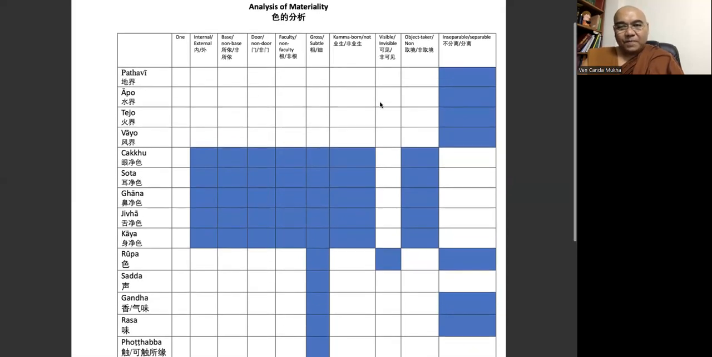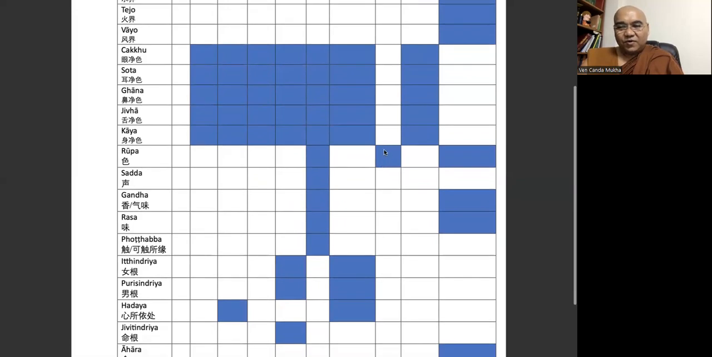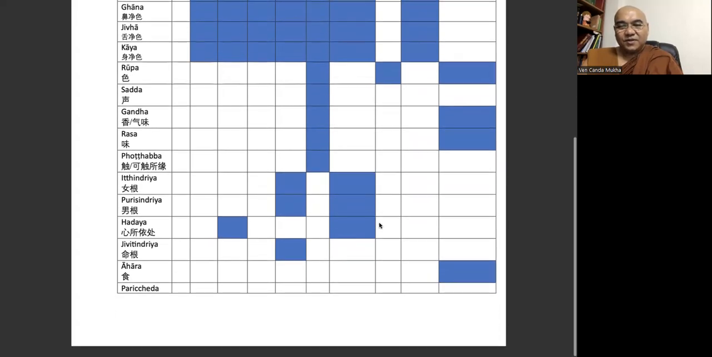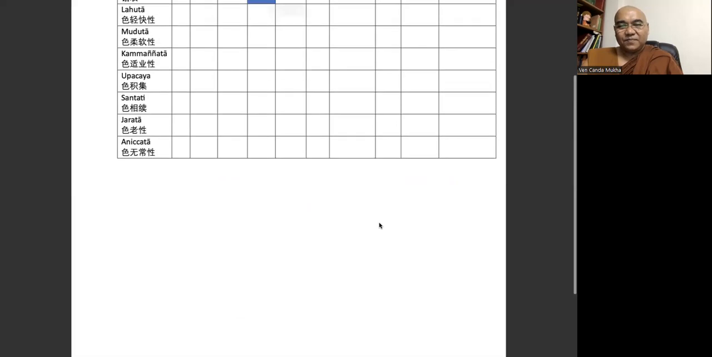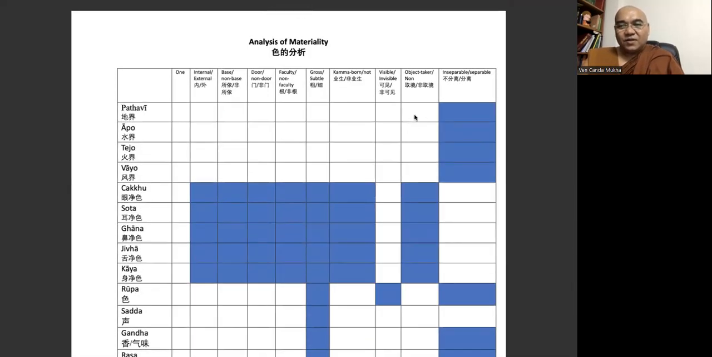Then visible and invisible. Among the 28 rupa, we have only one visible rupa. It is called rupa, sight, the visible object. The others are invisible. You can see in the chart. And then another one is Gocaraggahika and Agocaraggahika. Gocara means object, gaha means take. So the materiality that takes an object.